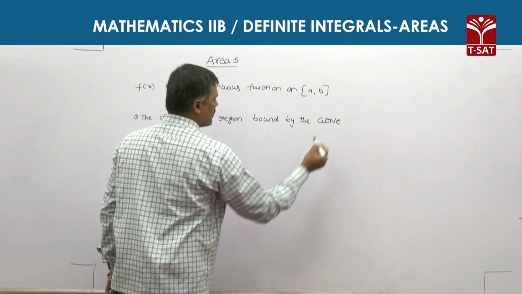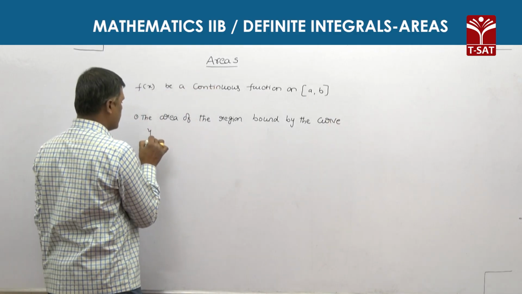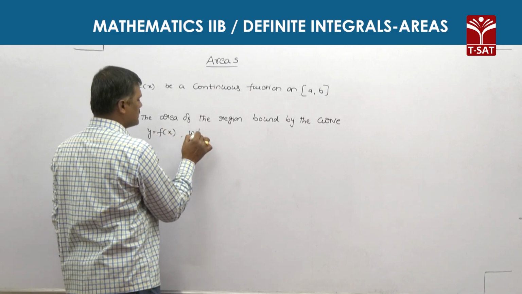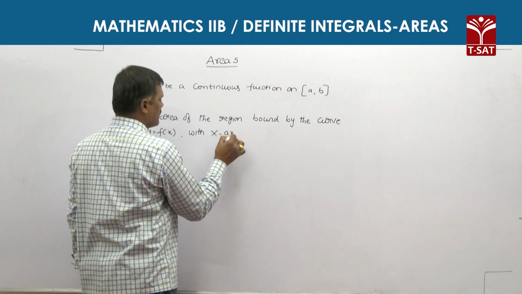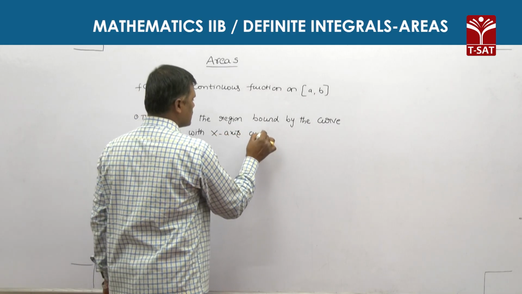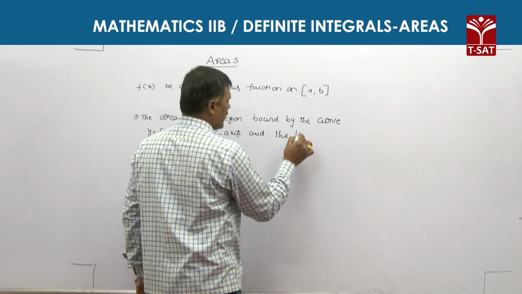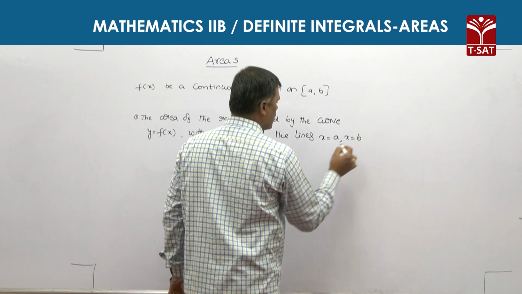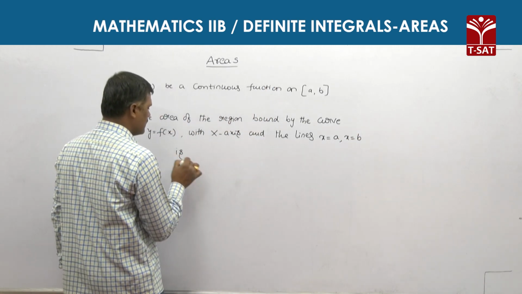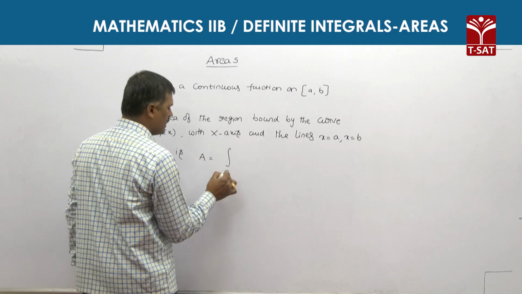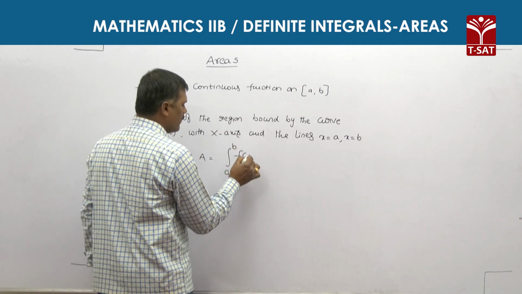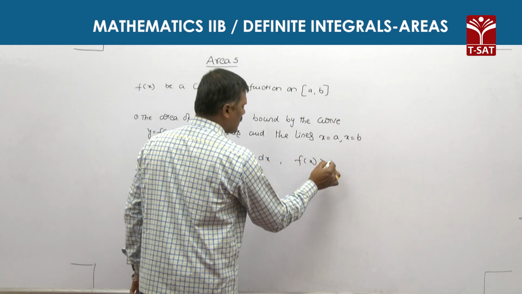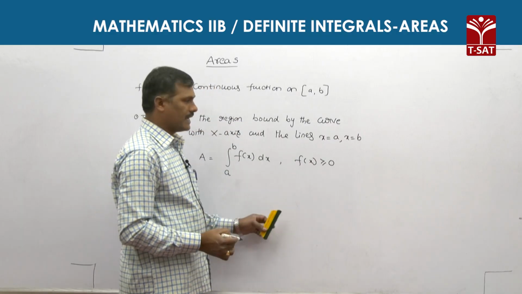The area of the region bounded by the curve y is equal to f of x with the x-axis and the lines x is equal to a, x is equal to b is area A is equal to integral of a to b f of x dx, where f of x is greater than or equal to 0, above the x-axis.